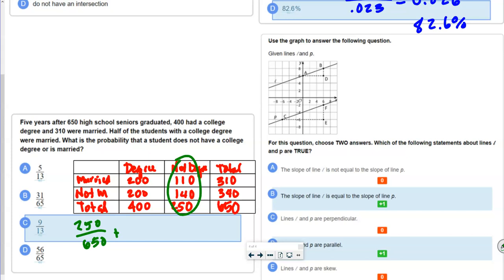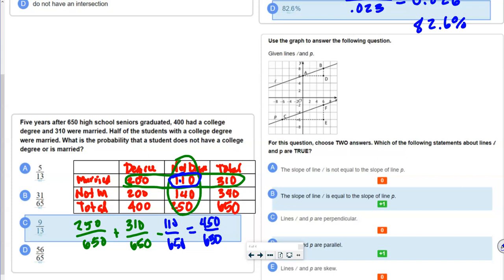Okay, so our married is right here. This is our other, this is an actual row, right? So this is going to be plus 310 over 650, and we're going to subtract the overlap. So we're going to subtract this number right here, this 110, okay? Because right now it's counted in both totals, okay? So when we do that, we got 250 plus our 310, and that would be 560 minus the 110 would be 450. So this is equal to 450 over 650.